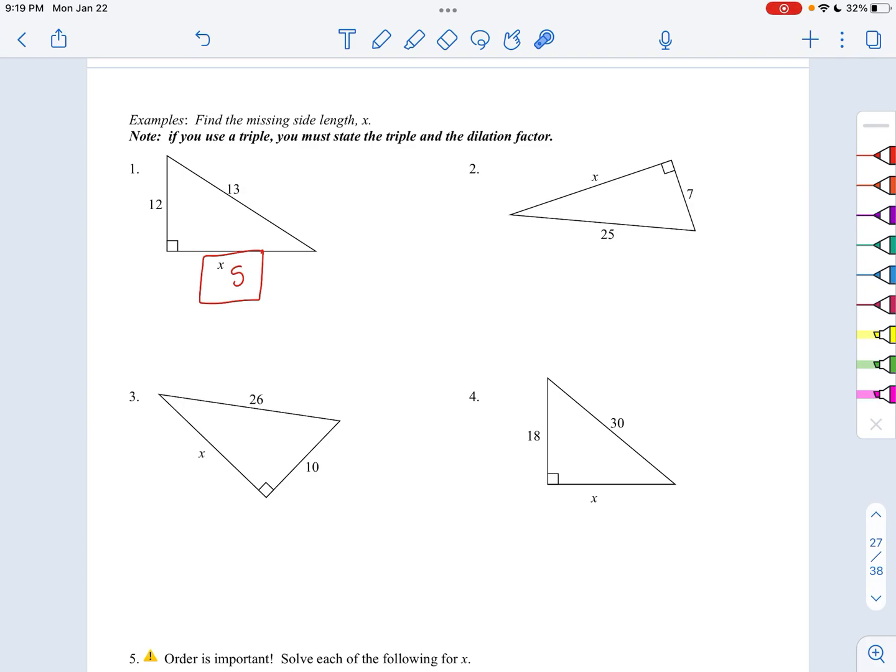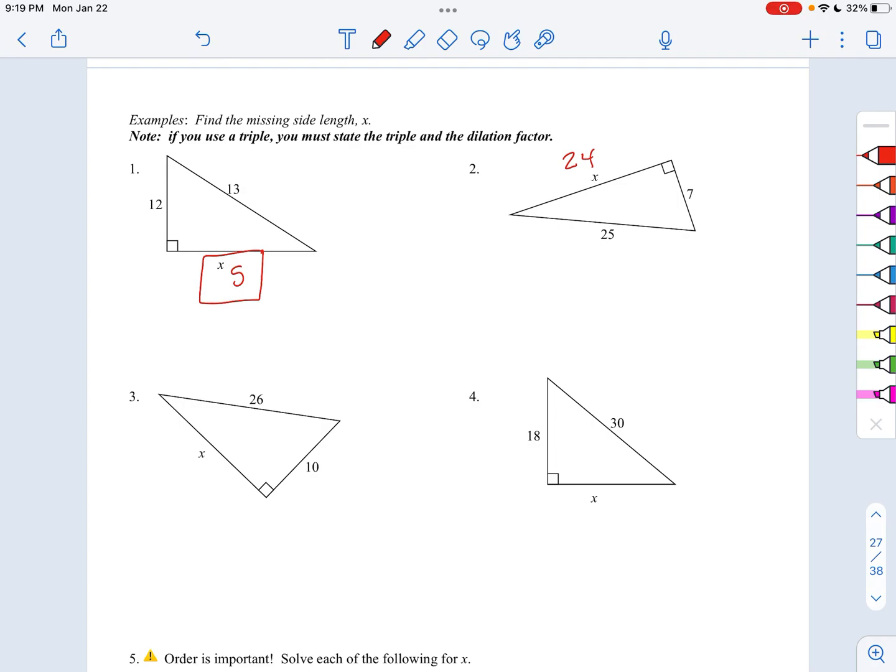Could I have done a Pythagorean theorem? Yes, but again, it's slower. I strongly encourage you to use your triples by memorizing them. Over here is 7, 24, 25. That's a triple, so I'm going to go ahead and put that in there. Over here on question 3, I don't notice any of my triples having a 10 or a 26.